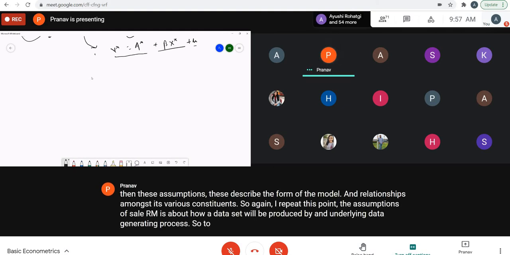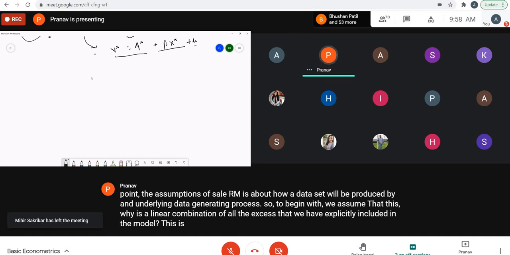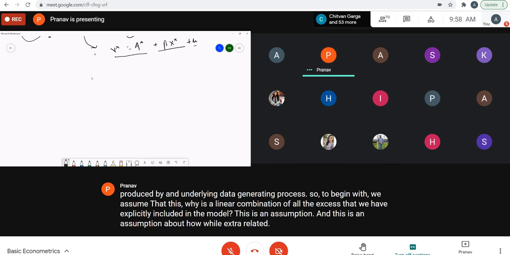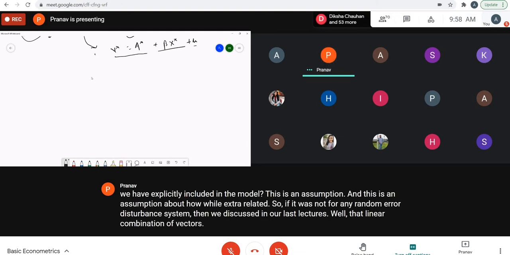So to begin with, we assume that this Y is a linear combination of all the x's that we have explicitly included in the model. This is an assumption, and this is an assumption about how y and x are related. So if it was not for any random error or disturbance term, then, as we had discussed in our last lecture as well, a linear combination of vectors precisely lies in the space spanned by those vectors themselves.